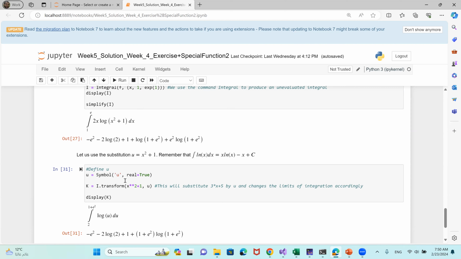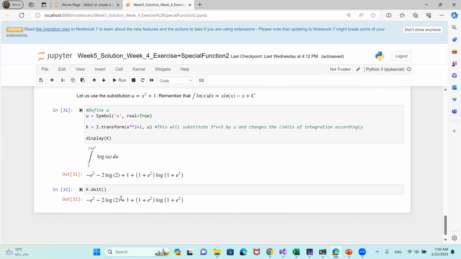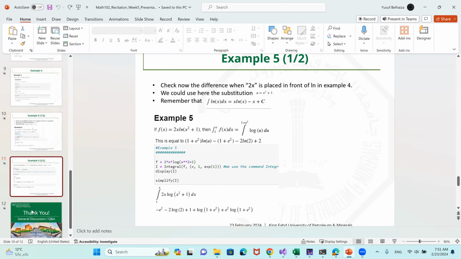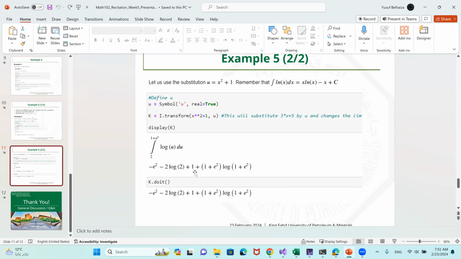So I'll define u as my new variable, and I'll substitute x squared plus 1 by u in I, and I display k. So this is what we got after the substitution. Okay, and here we'll just display k again because it couldn't do much more. If you want, you can add a float of k, and you will have a numerical value. Okay, so I hope everything is clear now. This is the result of the substitution and the slides.